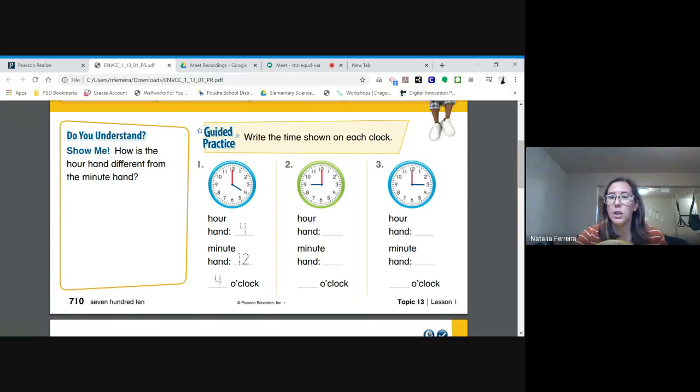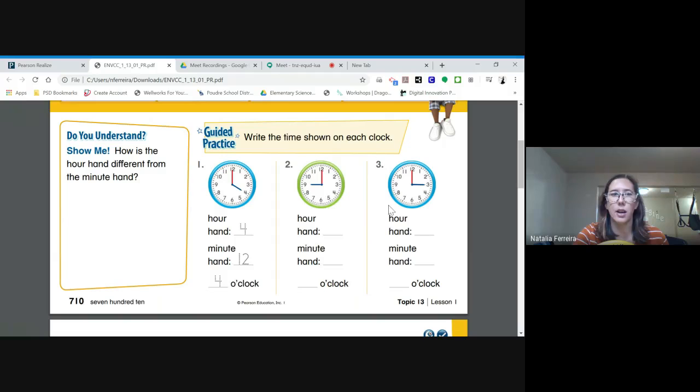Now, look at the do you understand? How is the hour hand different from the minute hand? Now, I don't want you to tell me that they're different colors because not all clocks have different colors. I want you to tell me how else they are different. Tell somebody in your house how they are different. How is the hour hand different from the minute hand?